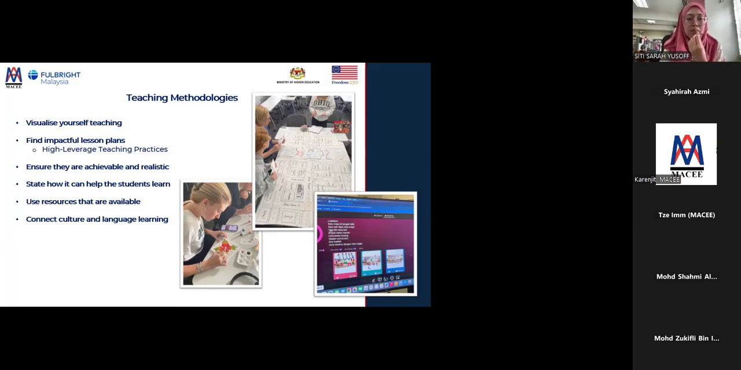But again, when you are writing out the teaching methodologies that you will be applying, make sure they are achievable and realistic. Okay. Know your strength and then try to include it into the type of teaching that you would like to have. While writing teaching methodologies, you should also state how it can help the students learn. And then you should also connect the language learning to culture.